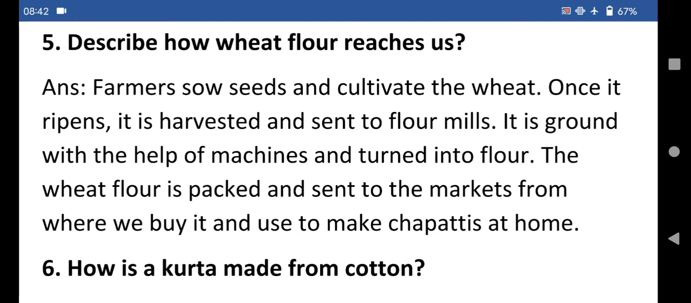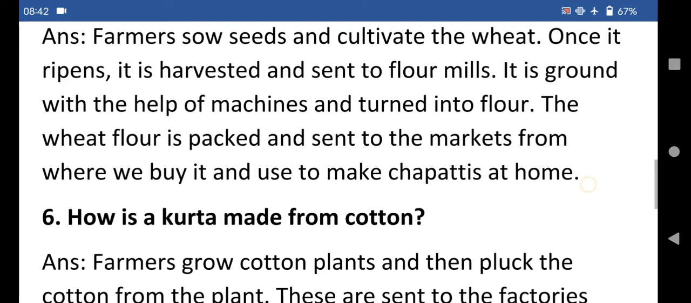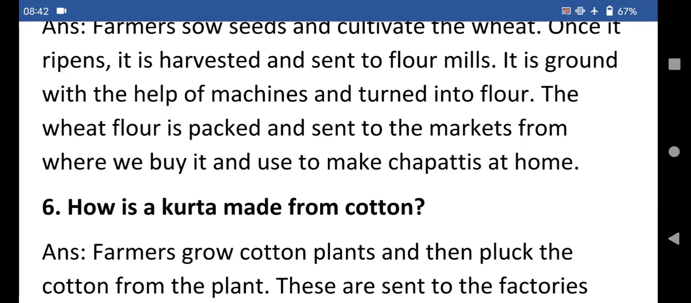The second step is once it ripens, it is harvested and sent to the flour mills. So what is the next step? The farmers will collect all the ripened crops. When the crop ripens, they will collect all the wheat and send it to the flour mills. And what is the next step? It is ground with the help of machines and turned into flour.